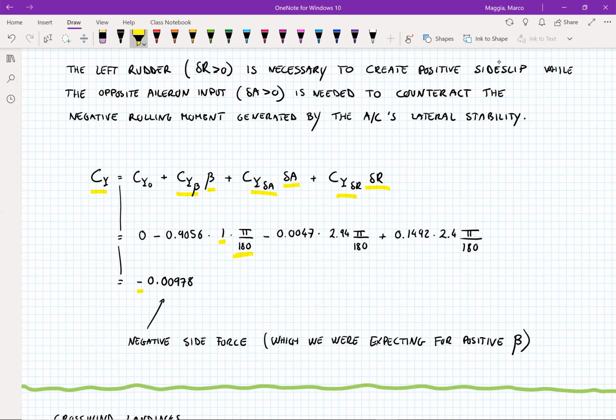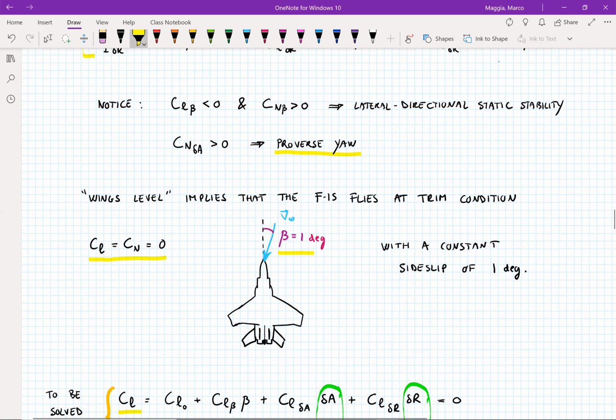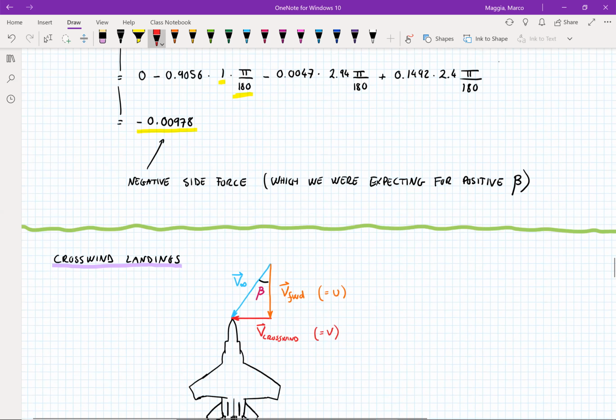The side force coefficient that we're finding is negative. So does that make sense? Yes, it does, because we have a positive side slip angle. So we have the relative wind that pushes on the right side of the plane. So we're expecting a side force pointing to the right, so to the negative direction in terms of the y body axis. So it is indeed correct that the value is negative.